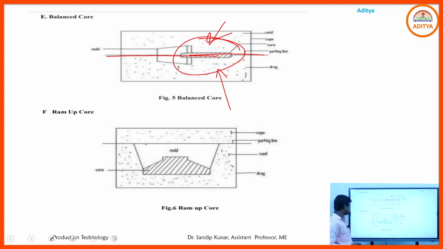Another one is the ram-up core, which means the shape of that particular core is a ram type. It will be placed in that particular molding box. The shape we are seeing is a ram type core.